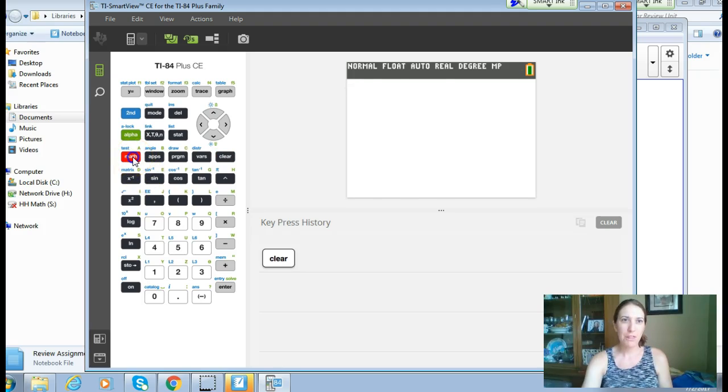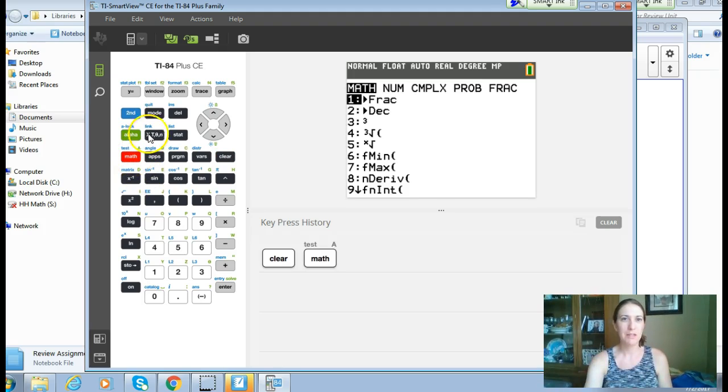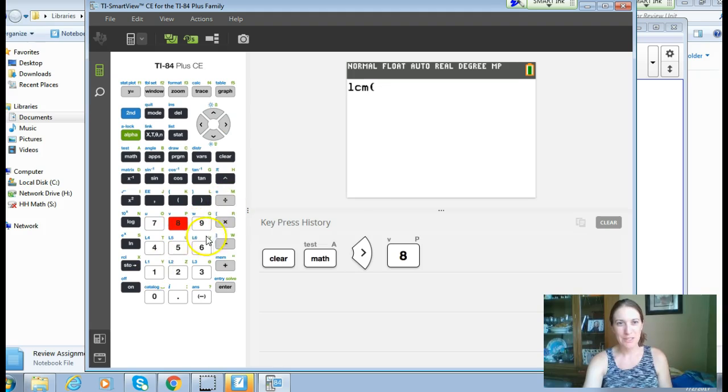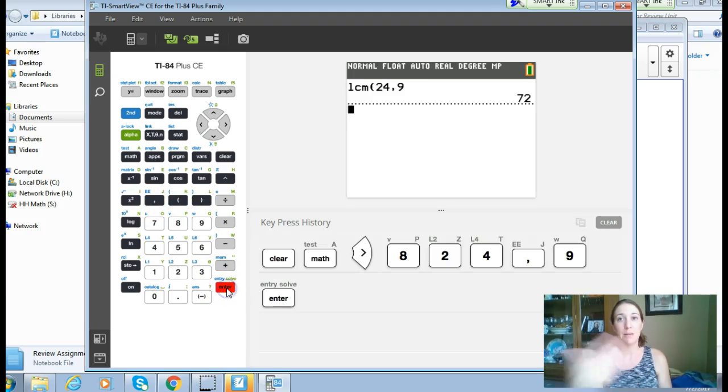Okay, if you hit math, and then you go over in the math menu to where it says NUM, numerical something or the other. And then number 8 down here is LCM, least common multiple. So remember our numbers were 24 and 9. So if you type 24, 9, it'll pop out the least common multiple for them, which happens to be 72.